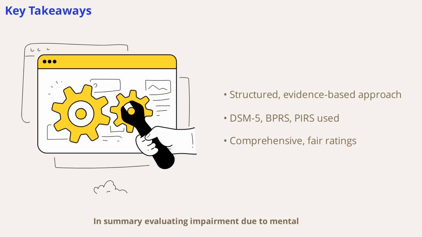Summary: evaluating impairment due to mental and behavioral disorders requires a structured, evidence-based approach. The DSM-5 provides reliable diagnostic criteria, while the BPRS and PIRS offer standardized ways to rate symptom severity and functional impact. Comprehensive assessments draw on multiple sources and consider motivation, malingering, and response to treatment. This ensures that impairment ratings are fair, accurate, and meaningful.